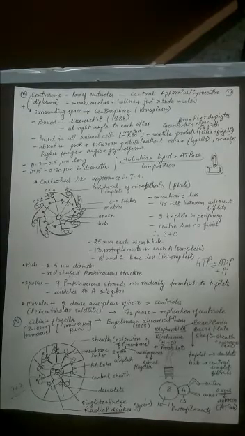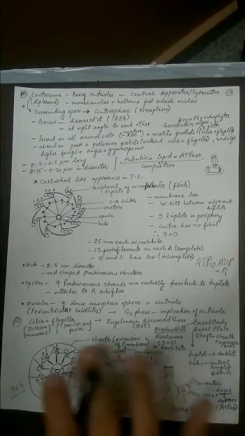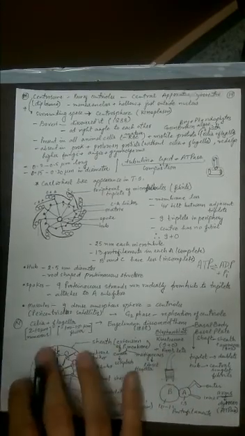Otherwise, I will be moving forward to the next chapter, that is the 10th chapter, cell cycle and cell division, where you will learn about the life cycle of a cell, as well as the types of cell divisions which are possible. 3 types are there. We'll be learning in detail. I hope you enjoyed this chapter a lot. I'll be giving you the assignment.